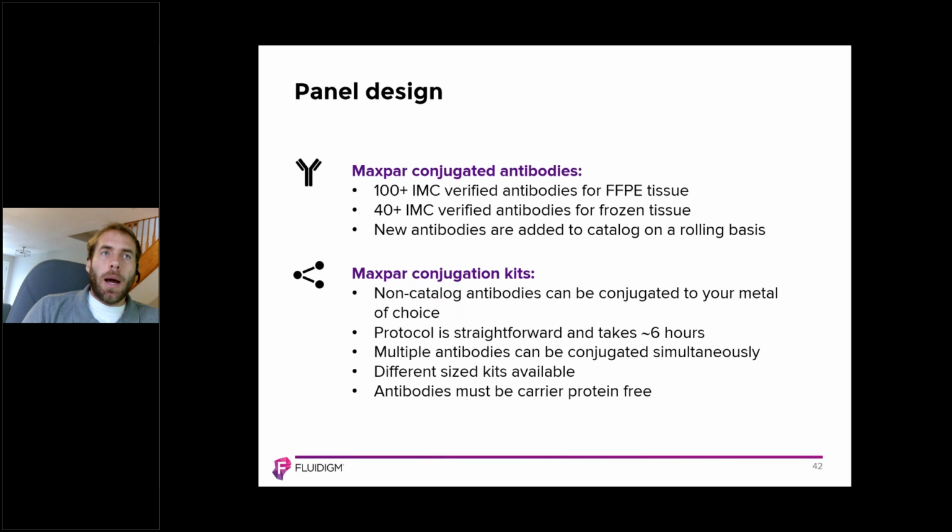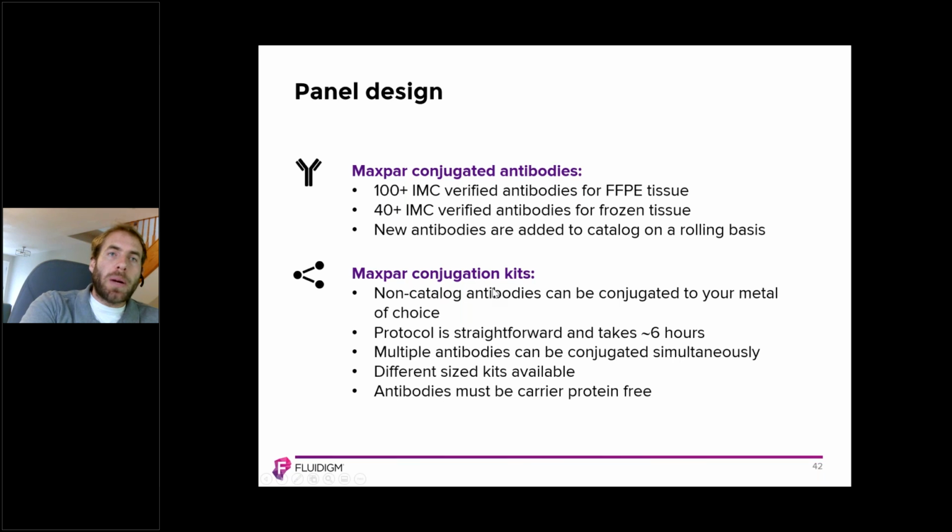So panel design: you have 100 different Maxpar conjugated antibodies for FFPE tissue. And when we say that these are verified antibodies, they've been verified by an outside, independent pathologist that was working with us at the time. And we also have 40 plus IMC verified antibodies for frozen tissue, and new antibodies are added to the catalog on a rolling basis. Right.